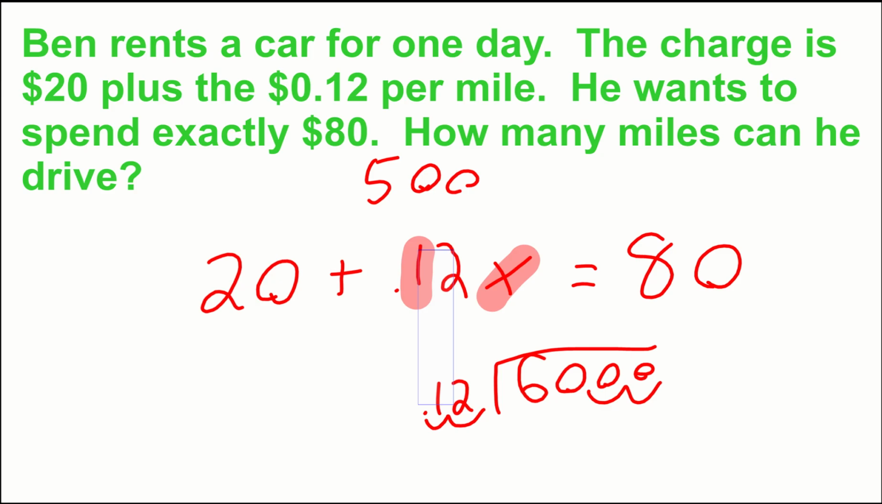12 goes into 60 5 times, and then we got zeros on the rest of it. Okay? I'm not sure why the board is doing this, but everybody follow then?